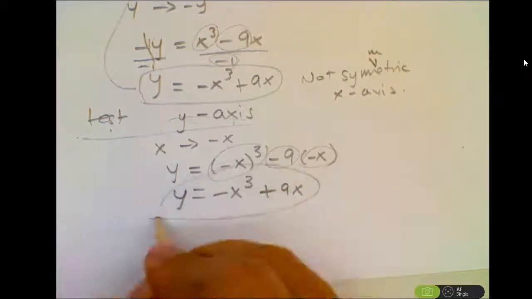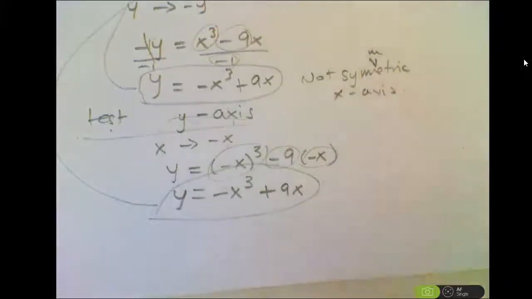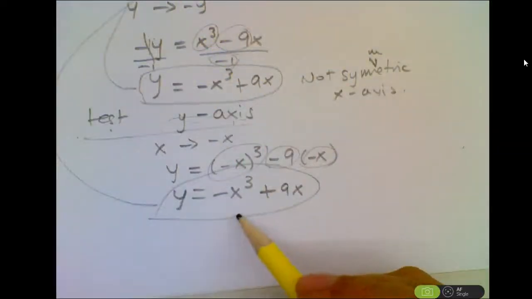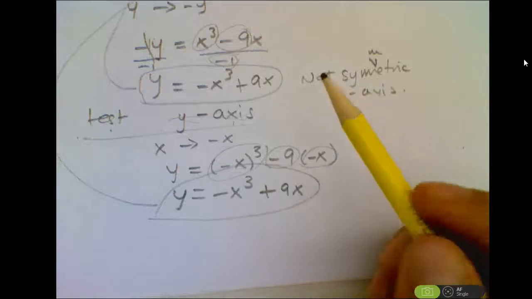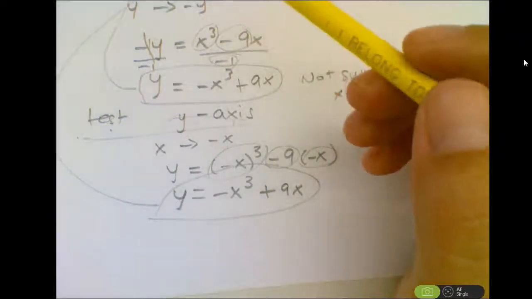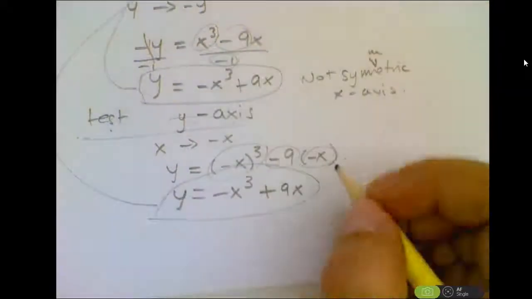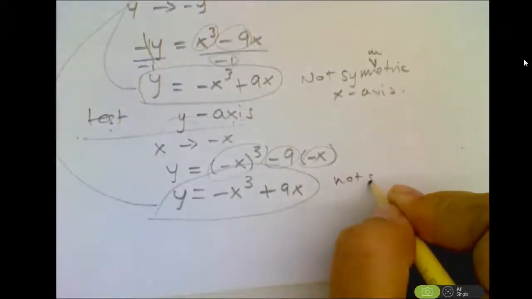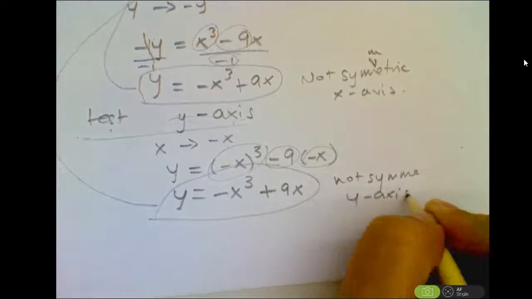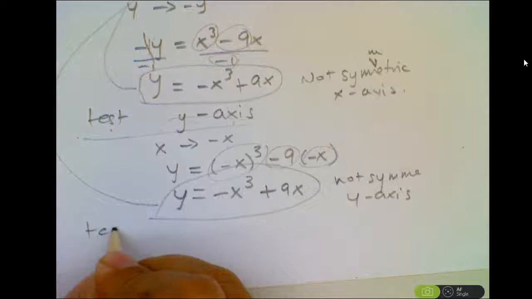Now you compare this with the original and see if you get the same. The original is y equals x cubed minus 9x. So this doesn't look like the original, so this is not symmetric, again, with respect to the y-axis. So we tested those two, and now we just need to test the last symmetry.